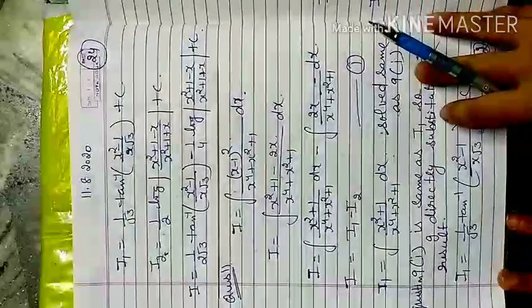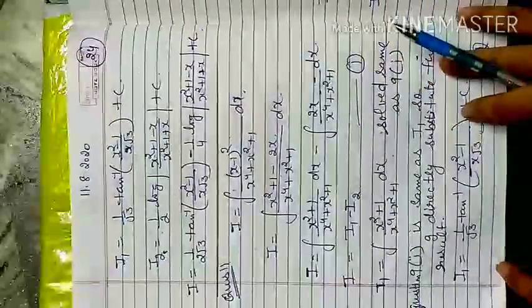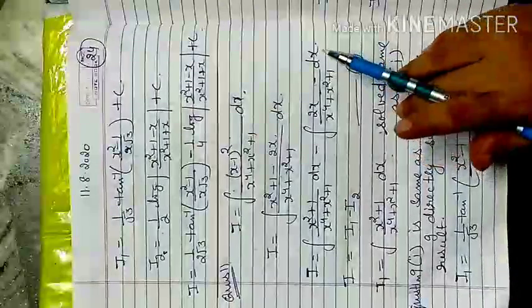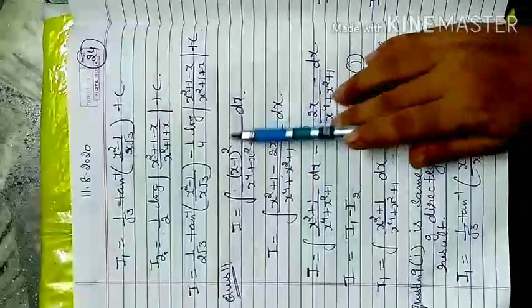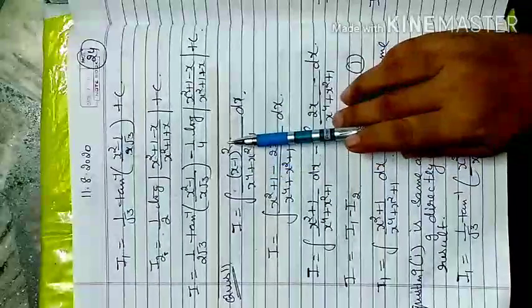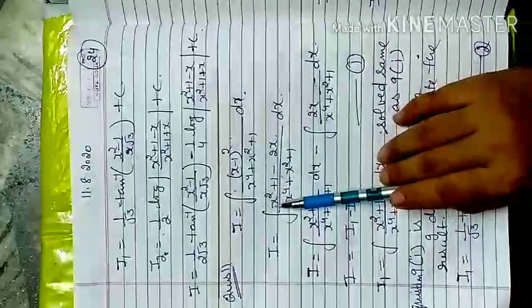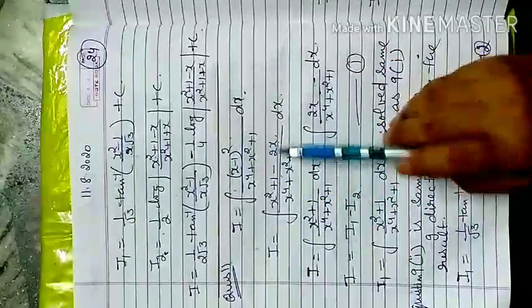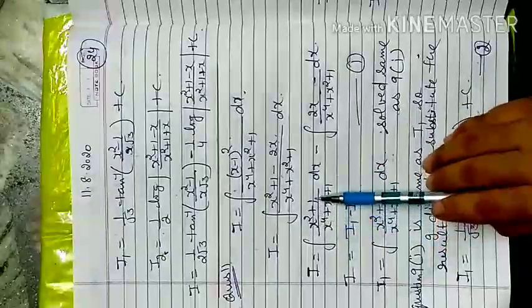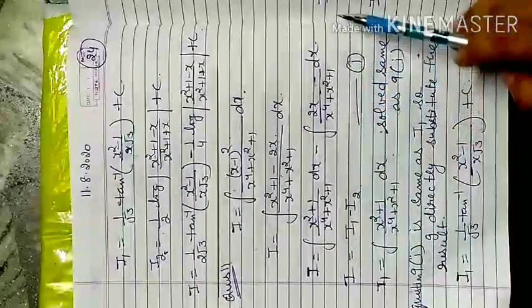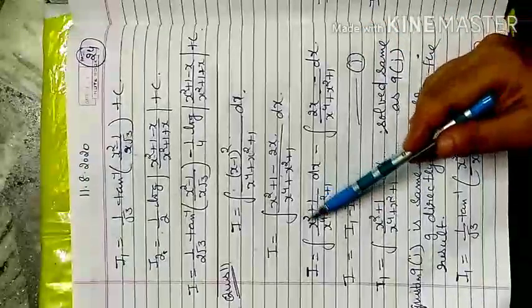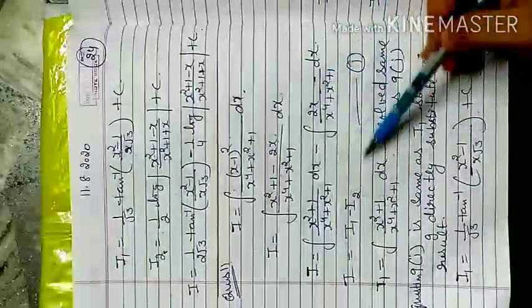Now your last question is your 11th question, that is a little bit different. Here, x minus 1 whole square over x^4 plus x square plus 1. First you open the a minus b whole square formula, that is a square plus b square minus 2ab. Now you separate the terms: x square plus 1 over x^4 plus x square plus 1, minus 2x over x^4 plus x square plus 1. This will be considered as I1 minus I2.